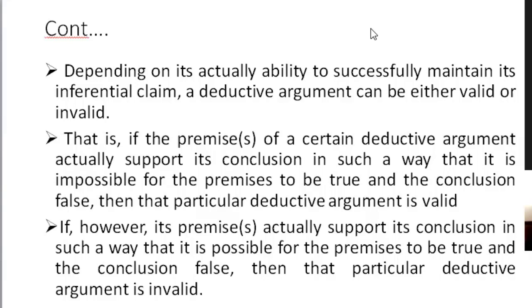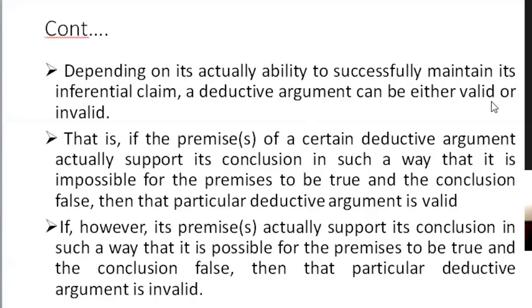If the premise of a certain deductive argument actually supports its conclusion in such a way that it is impossible for the premise to be true and the conclusion to be false, then that particular deductive argument is valid. So we can say that a valid deductive argument is an argument that contains support or evidence in such a way that if we have true premises, we are certain that the conclusion cannot be false. In this case, we can say that this is a valid deductive argument.